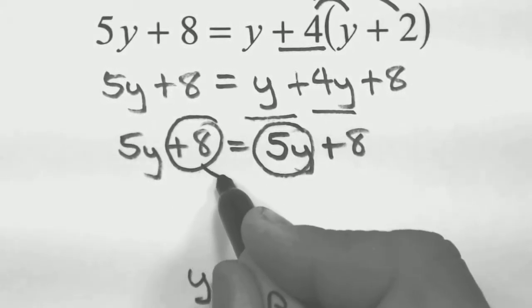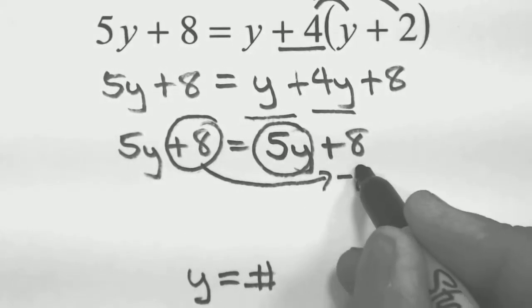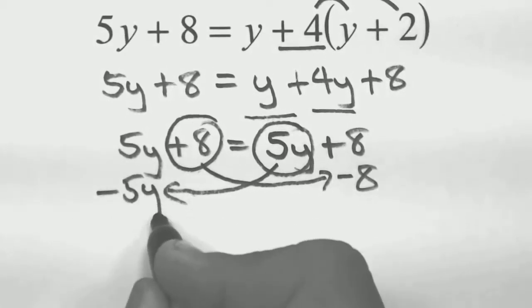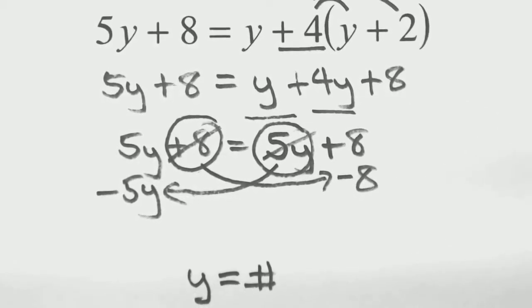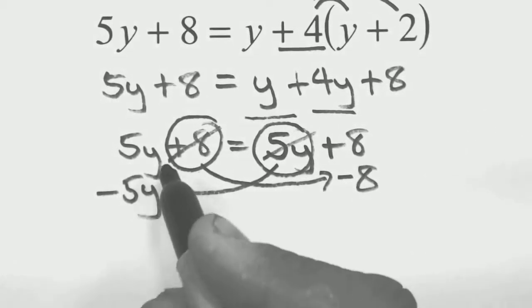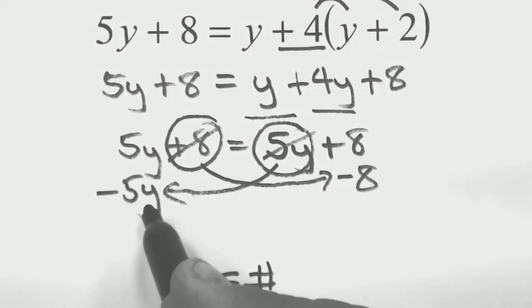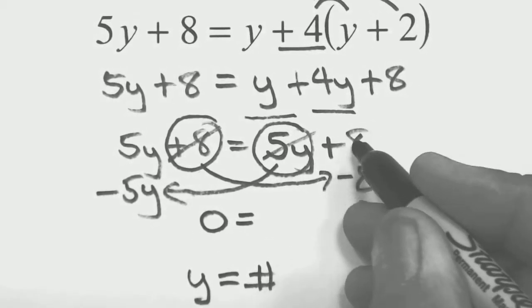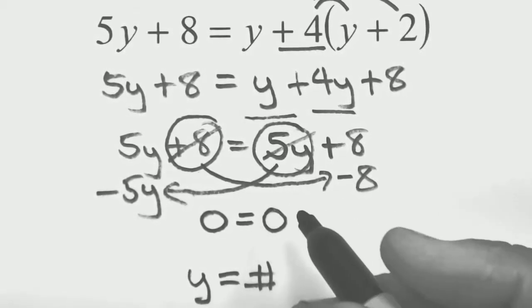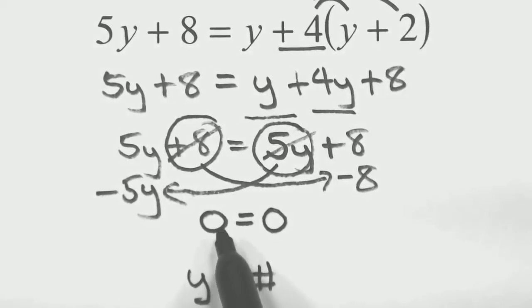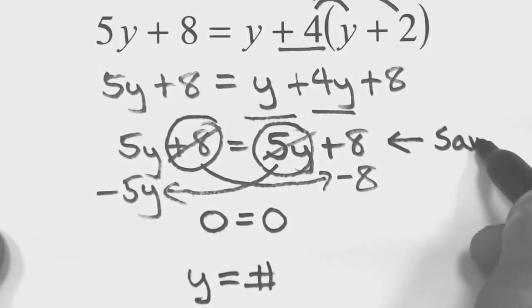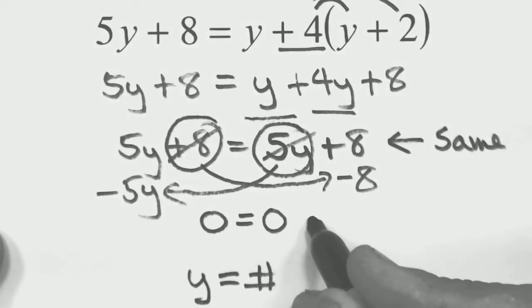Let's move them. The plus 8 goes over as negative 8. The plus 5y comes over as negative 5y, so we've moved both of these. Now let's see what we have. Well, on the left, 5y minus 5y gives me 0. On the right, 8 minus 8 gives me 0. Real hard to solve for y when you don't have any y's left. But of course we saw up here that both sides were the same. And if you kept solving, this is what happens.